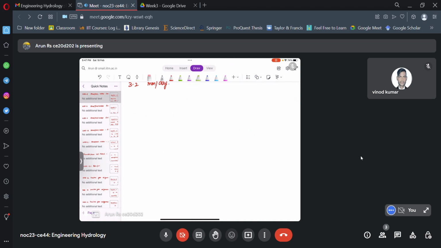So now we can plot how this crop coefficient varies. This is your x and y axis. So this will be your crop coefficient and this will be the number of days.